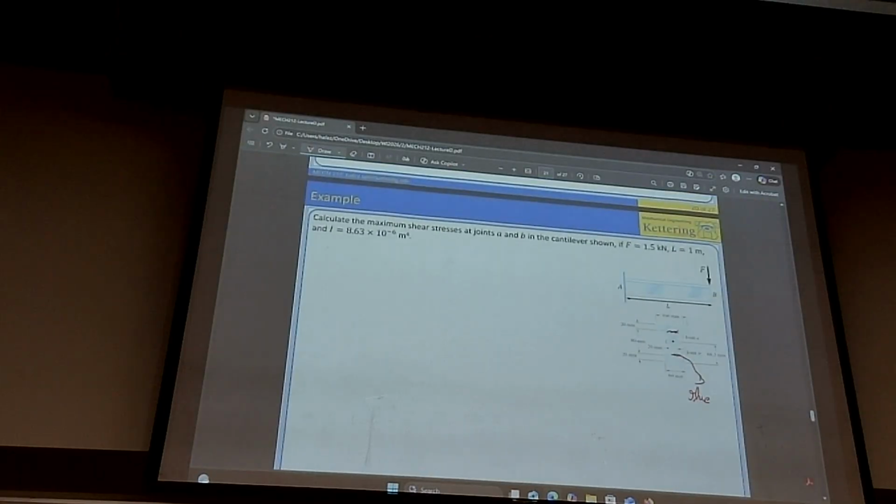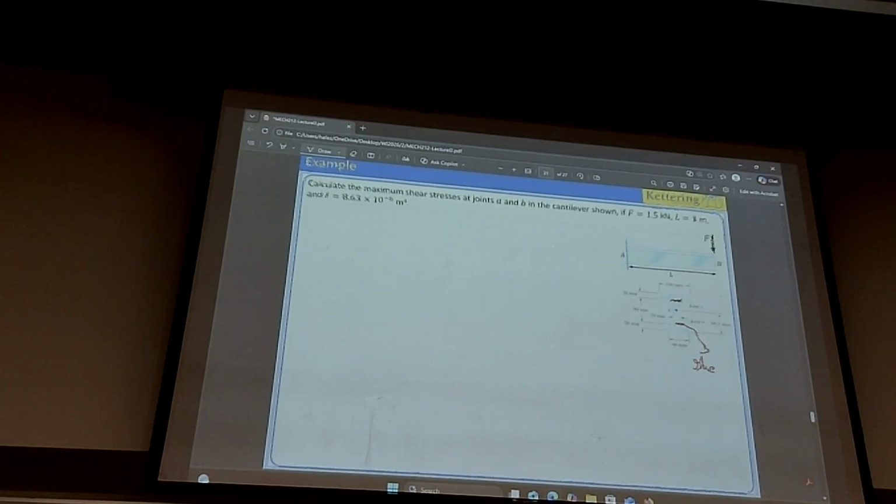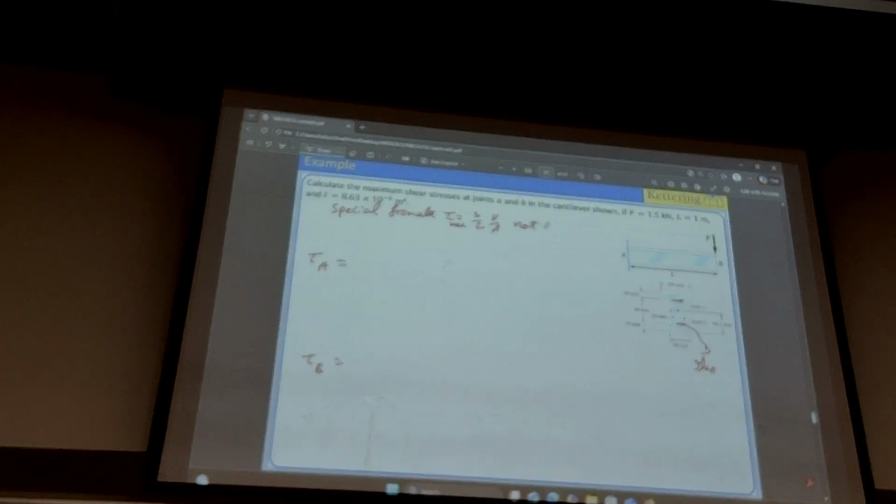All right, so I want to finish this up. We want to calculate tau at A and tau at B. So first, the special formula, tau max equals 3/2 V over A, is not applicable.